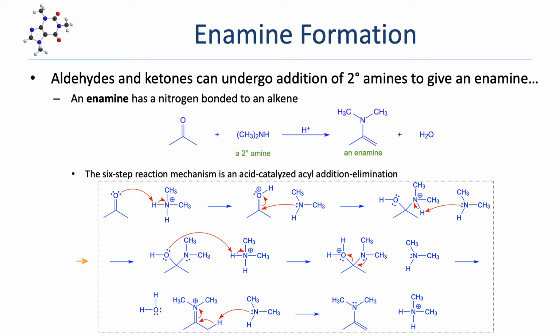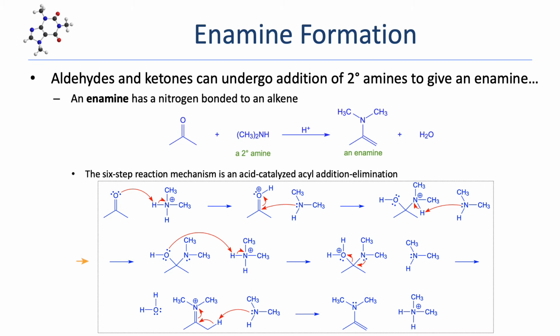The next three steps are also identical to those in the imine formation. The ammonium intermediate is deprotonated to give a geminal aminol, and the oxygen protonated to give an alkoxonium ion. A lone pair on nitrogen forms a pi bond to the adjacent carbon, expelling water in the process. It's only in the last step that the reaction mechanism deviates from the mechanism for the imine formation.